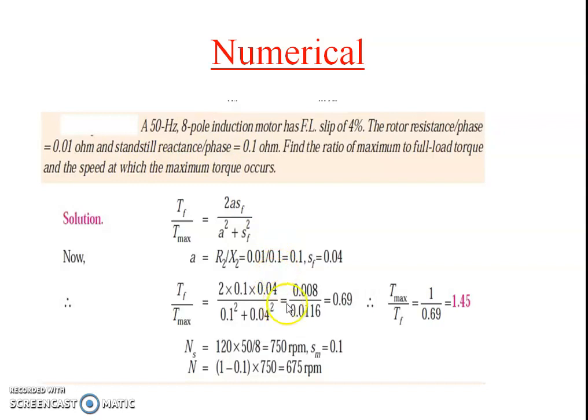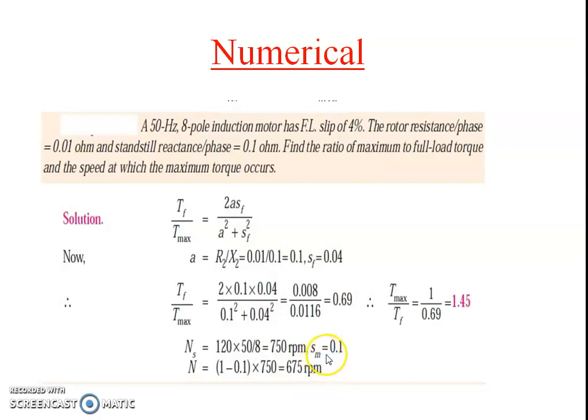Again we know the formula for maximum torque; they have already given the slip, the full load slip. Using this we are going to find the actual speed n. First find ns equals 120 f divided by p, that is 120 into 50 divided by 8 poles. So I will get 750 rpm. Again here, at which maximum torque, there is a slip at maximum, SM.